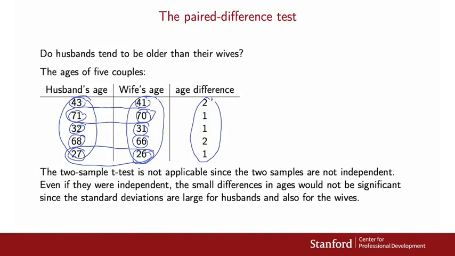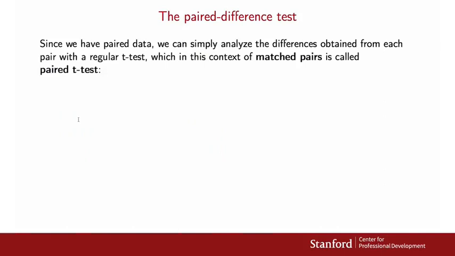For example, husbands' ages are 43, 71, 32, so there's quite some fluctuation in there. And what the two-sample z-test does is it compares the differences to the fluctuations within each population. And in this case, the differences are small compared to the fluctuations within each population. It turns out there's a very simple solution for this type of data. Since we have paired data, we can simply analyze the differences obtained from each pair with a simple t-test.